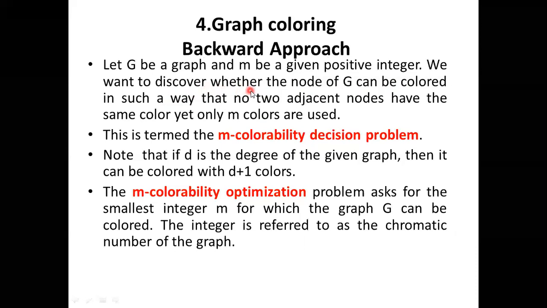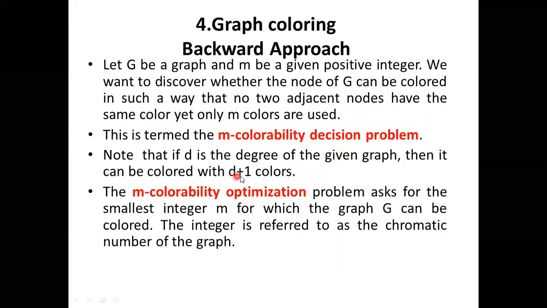We want to discover whether the nodes of G can be colored in such a way that no 2 adjacent nodes have the same color, yet only M colors are used. You only have to use M colors. 3 means 3 colors, but 2 adjacent nodes should not use the same color. That is the meaning of this one. That one we will call the M-colorability decision problem.